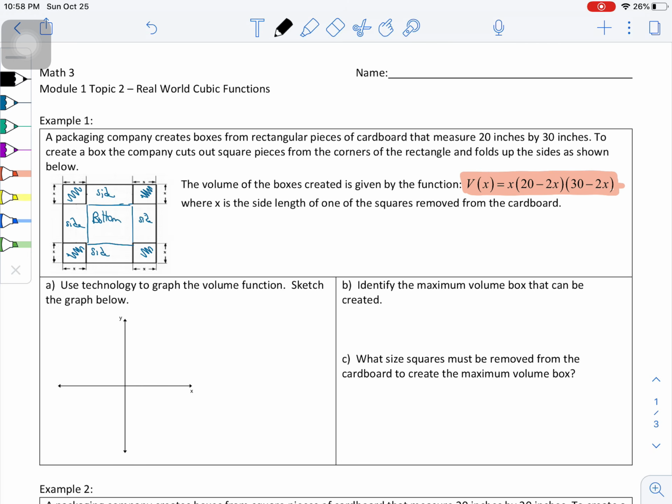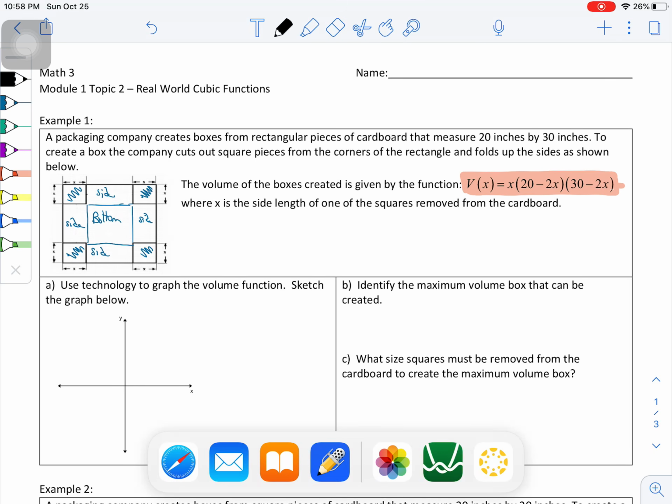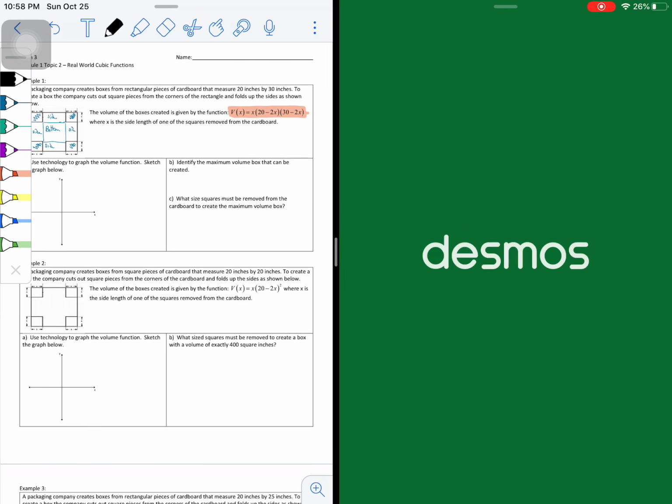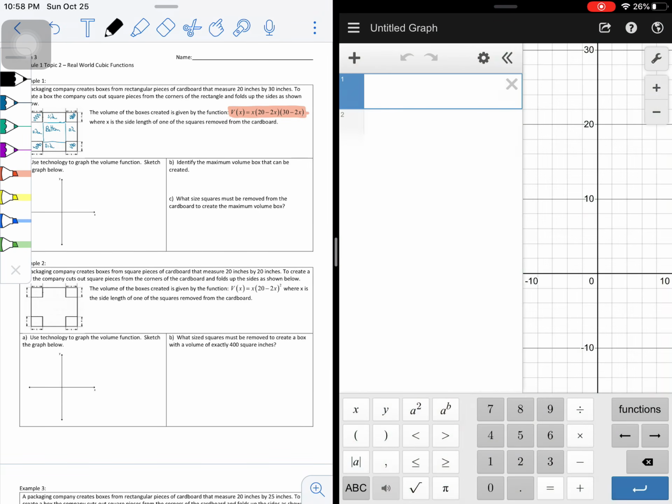All right, so first thing is part A. Use technology to graph the volume function and sketch the graph below. So I am going to go ahead and pop up Desmos. Okay. I'll make sure Desmos is cleared out. Great, it has nothing in it.